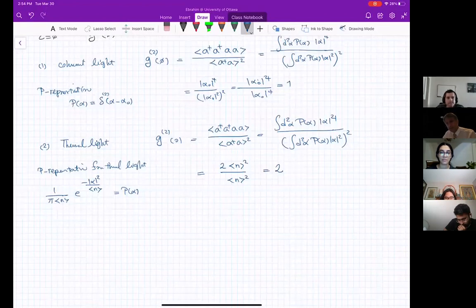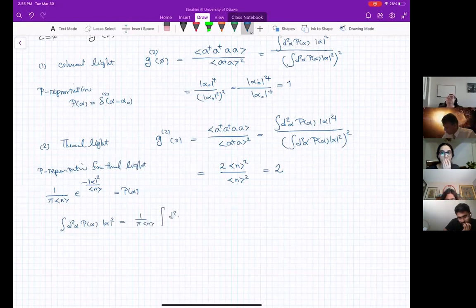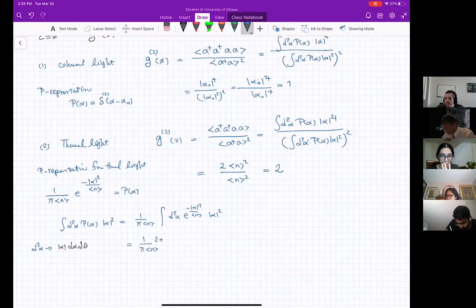So if you remember what I use as a bipart. We do have the integral of d2 alpha, P alpha, let's say alpha power of 2. I'm doing the denominator one. So it will be 1 divided by pi n, integral of d2 alpha e power of minus alpha power of 2 divided by n, and then we have alpha power of 2. So d2 alpha goes to the complex plane, so you will get alpha d alpha d theta. Then that will give you 1 divided by pi n, and then you will get 2 pi from integration over d theta, and then alpha d alpha, e power of minus alpha power of 2 divided by n, alpha power of 2.